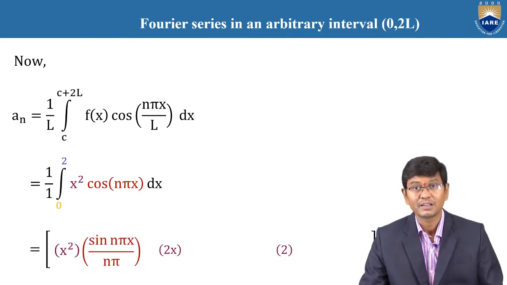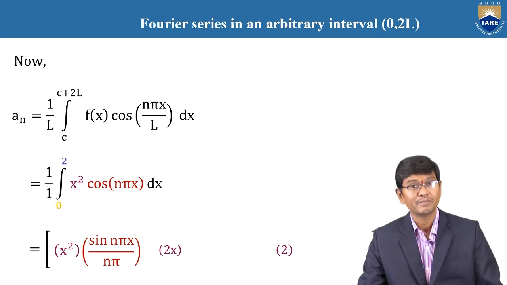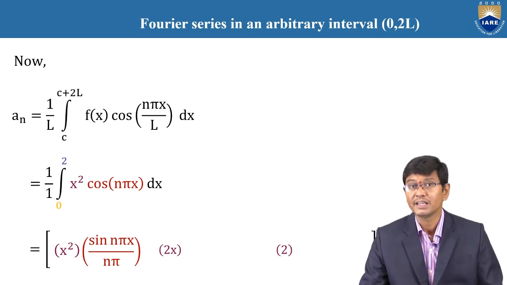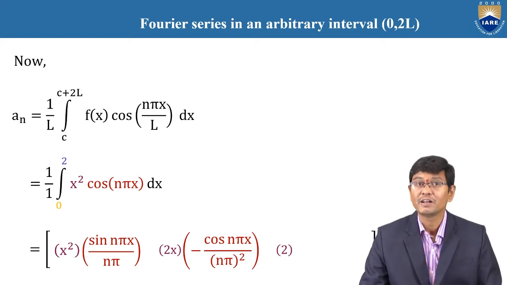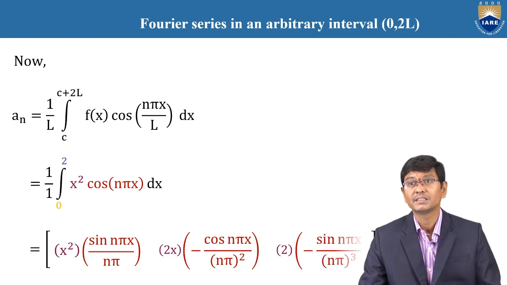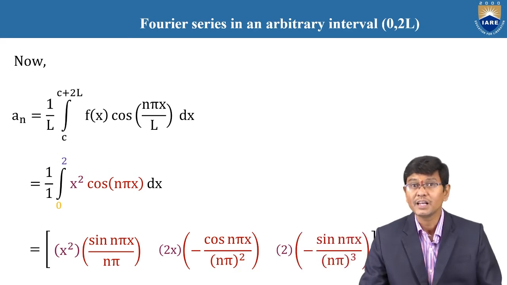Therefore, the first term is that the integration of cos n pi x is sin n pi x by n pi, and integrating one more time, you obtain minus cos n pi x by n pi whole square. One more time applying the integration, it is equal to minus sin n pi x by n pi whole cube. And in between the terms, the signs are plus and minus, by using the Bernoulli formula.